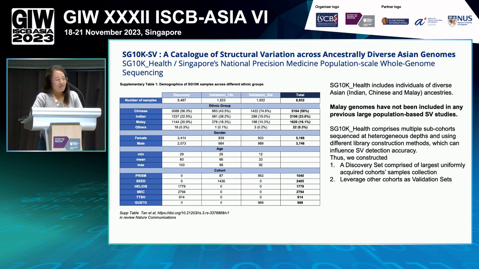This SG10K Health dataset also comprises datasets from different sub-cohorts that are sequenced at different sequencing depths and with different library construction methods, which can influence SV detection accuracy. So we split our dataset into a discovery dataset and two validation datasets.